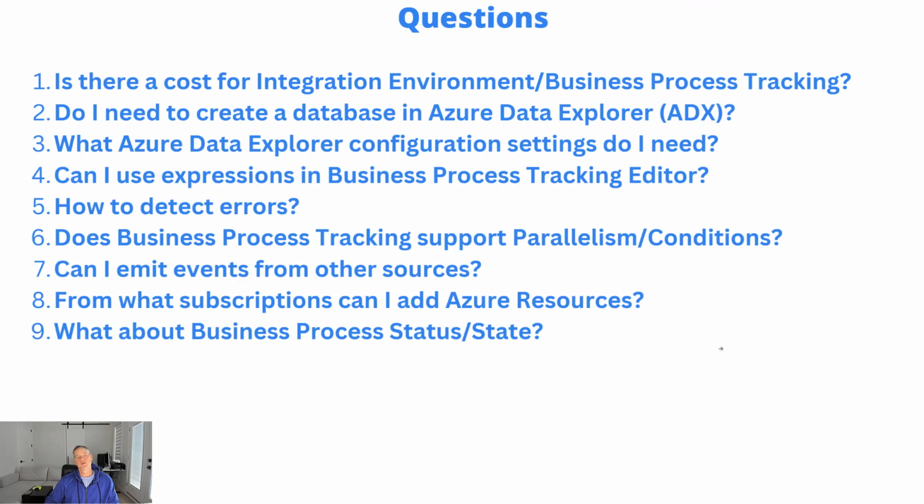So you don't have to scroll through the whole video if there are specific topics you're interested in, these are the topics I'm going to talk about. We'll talk about cost, creating a database in ADX, ADX configuration settings, expressions, and detecting errors. This is a big one: business process tracking supporting parallelism. Can I emit events from other sources? From what subscriptions can I add resources? And what about status and state of business process transactions? We'll talk about these in the next few minutes.